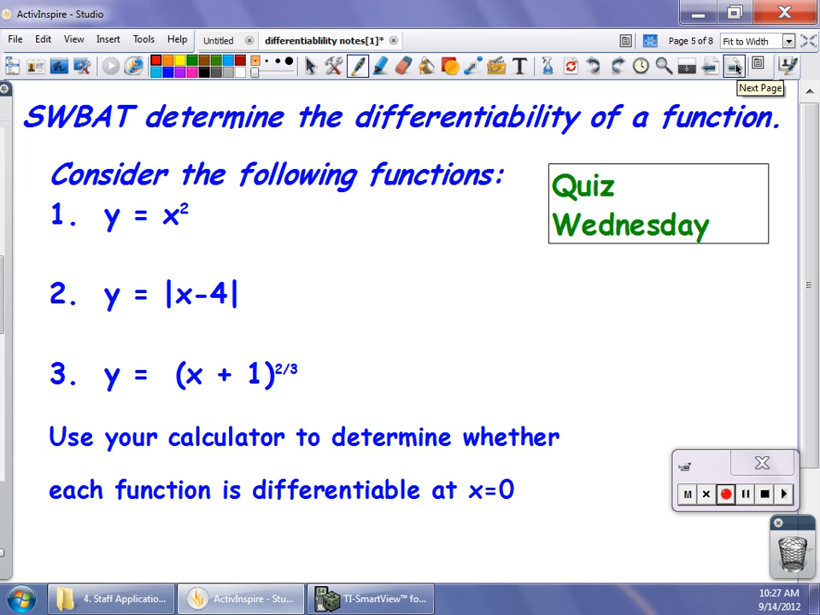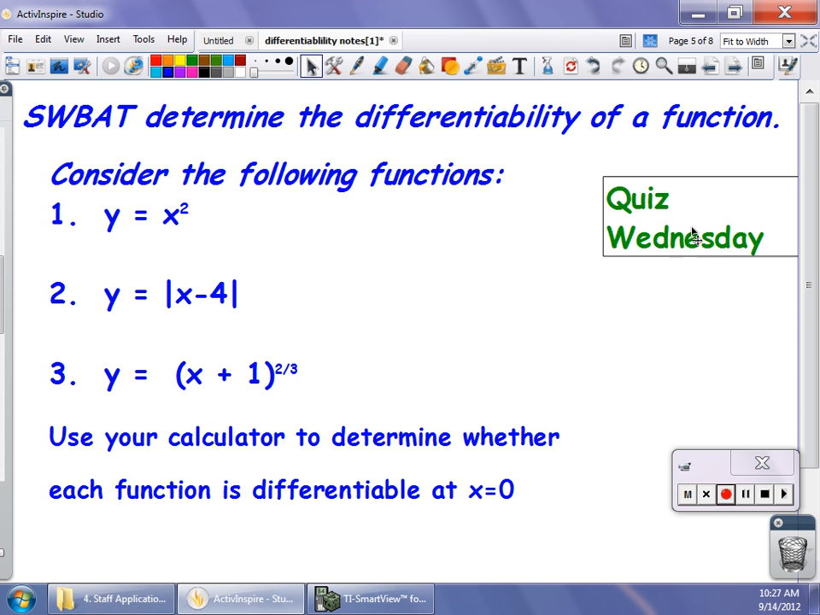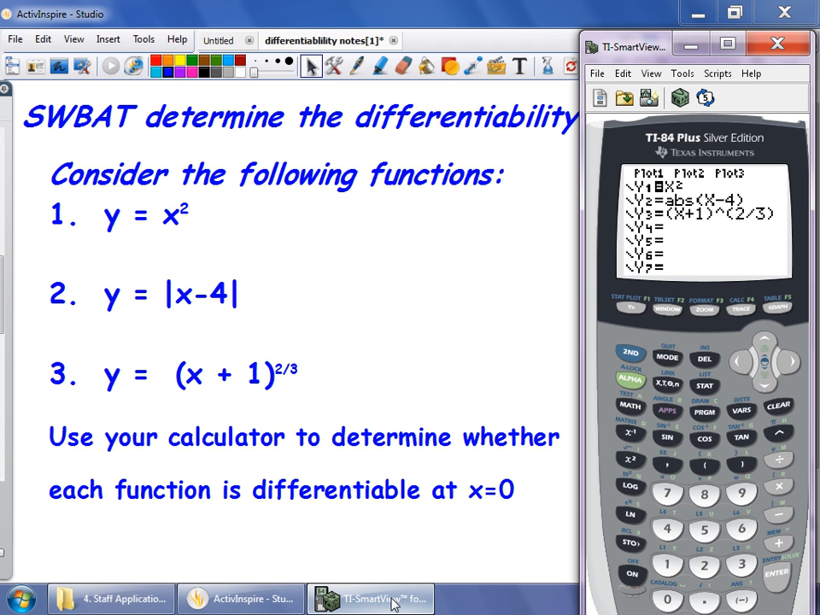Let's take a look at three particular functions to try to get this concept. So I'm going to bring up my calculator here, and I already have the functions typed into the calculator. I have y equal to x squared, y equal to the absolute value of x minus 4, and y equal to x plus 1 to the 2/3 power. So let's start by looking at y equal to x squared.